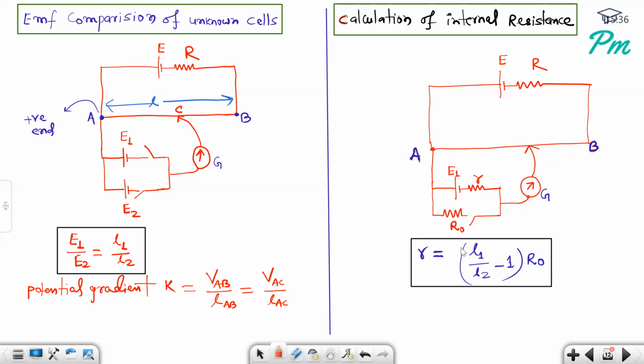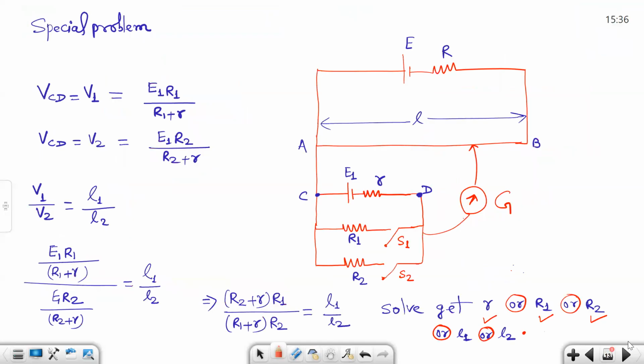Okay. Now let us see one important application, one important special case of the potentiometer problem. This is a very important case and it has been asked many times in previous year JEE or NEET. You may find this type of problem. Okay, so let us see.